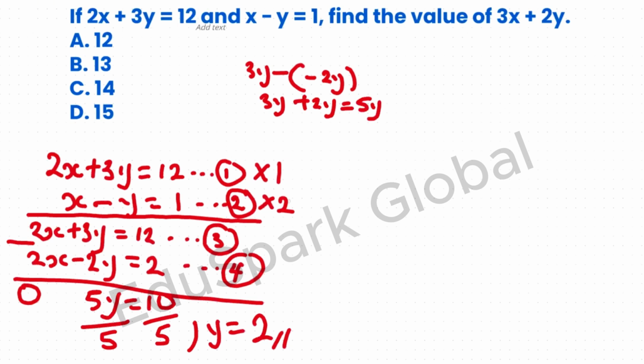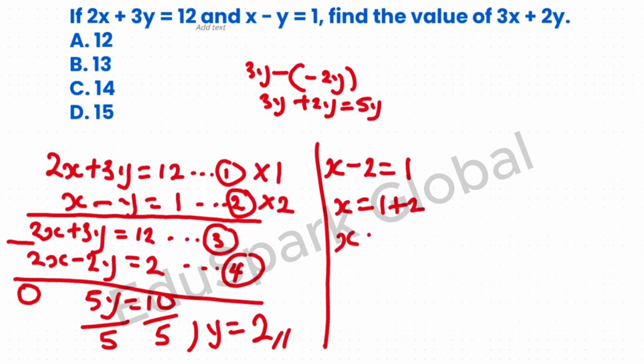Go back to equation 2. In the place of y, we substitute 2. So we are going to have x minus 2 equals 1. x equals 1 plus 2. Remember that when minus 2 crosses the equality sign, it becomes plus 2. So that x equals 3. Now we've got the values of both x and y.